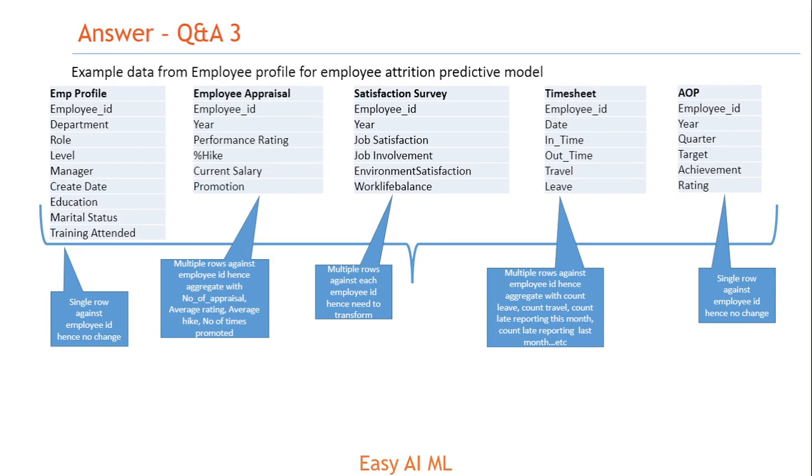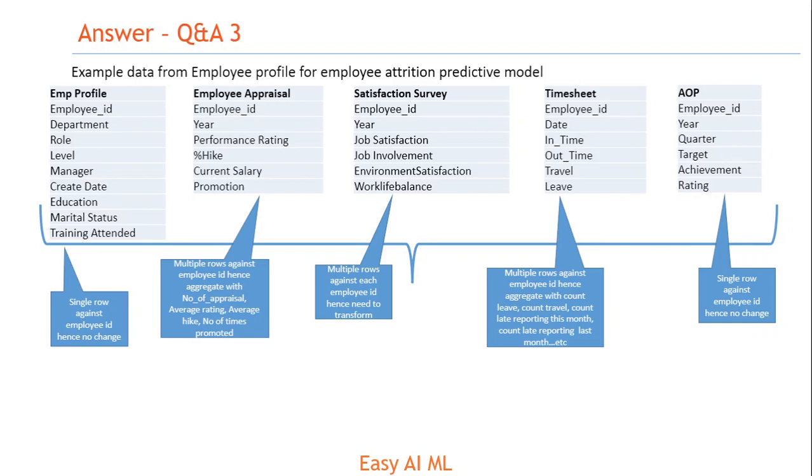So the first data set, employee profile, there is a single row against each employee ID. So we need not transform or change here. Employee appraisal, there will be multiple rows against employee ID because appraisal has to happen every year, and if the employee is working since last 5 years, there will be 5 rows against each employee. So we need to aggregate like number of appraisals, average rating, average hike, number of times promoted, etc.